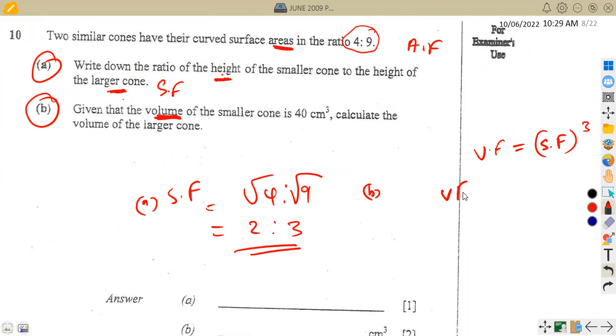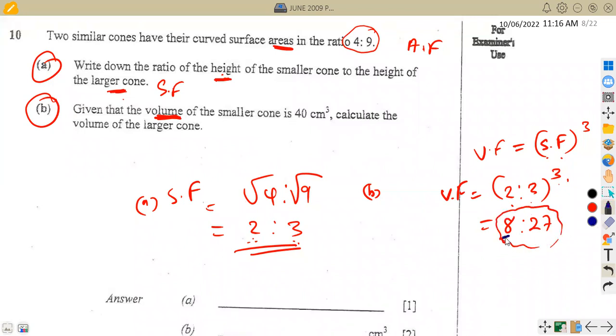I talked about all these things, guys. So volume factor is scale factor to the power of 3, which is, the scale factor is 2 is to 3. So it's 2 is to 3 to the power of 3. 2 to the power of 3, that is 8, is to 3 to the power of 3, which is 27. So that is what you're going to have. So having a volume factor is going to help you to find the volume, because from this volume factor that you're given, since our volume factor is 8 is to 27, what does it mean?